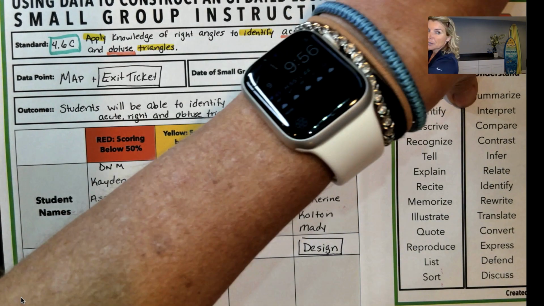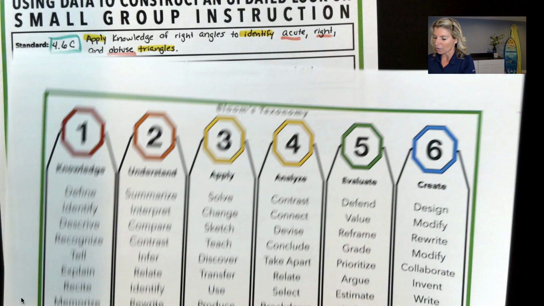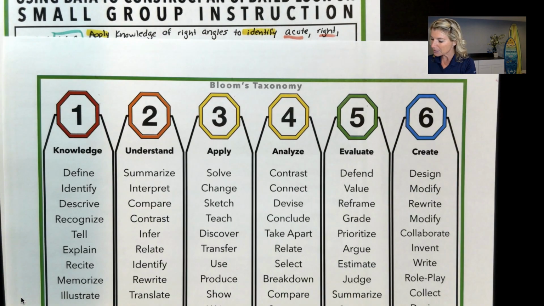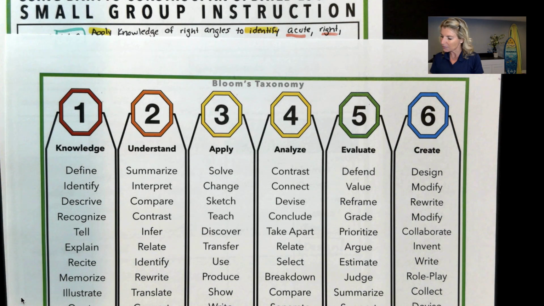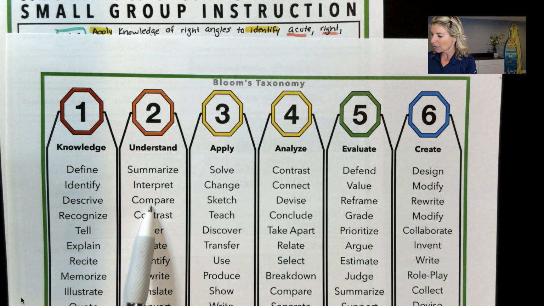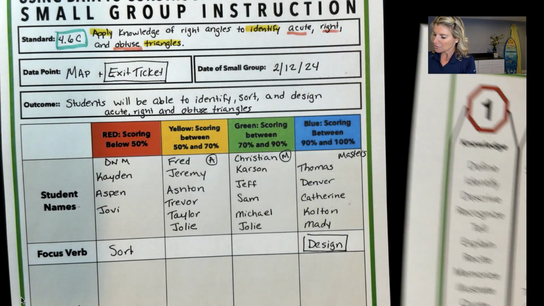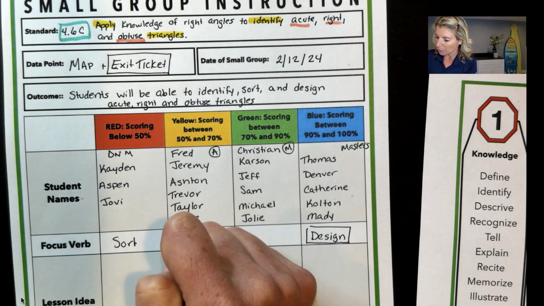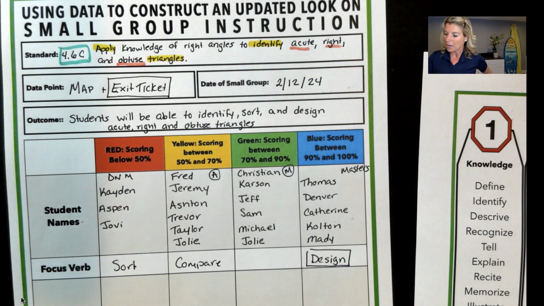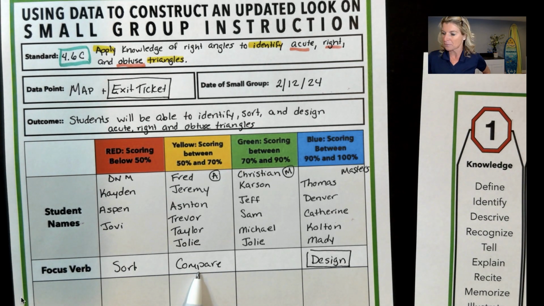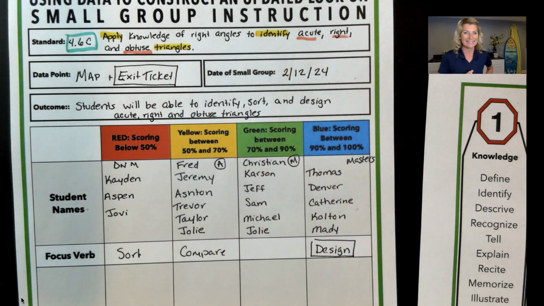Now, I'm going to look at my yellow and orange columns for my next verb. I like the word sketch, but let's compare and contrast. So I'm going to pick compare. We're going to just do a quick little activity on compare with those different triangles. I'm not changing my lesson. My lesson's staying the same. But when they're coming back, we're going to really focus in on comparing to help them identify the different triangles.